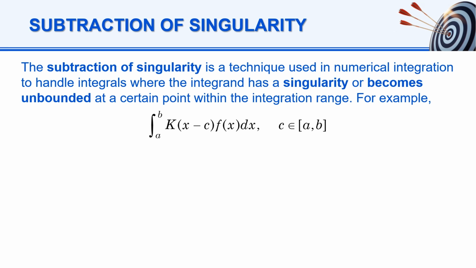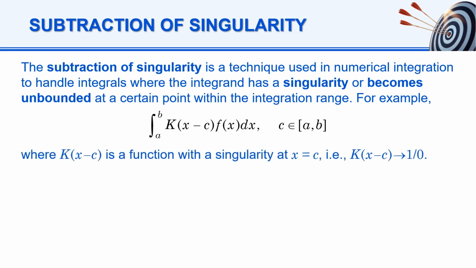The subtraction of singularity is a technique used in numerical integration to handle integrals where the integrand has a singularity or becomes unbounded at a certain point within the integration range. For example, consider the following integral, where k is a function with a singularity at x equals c.